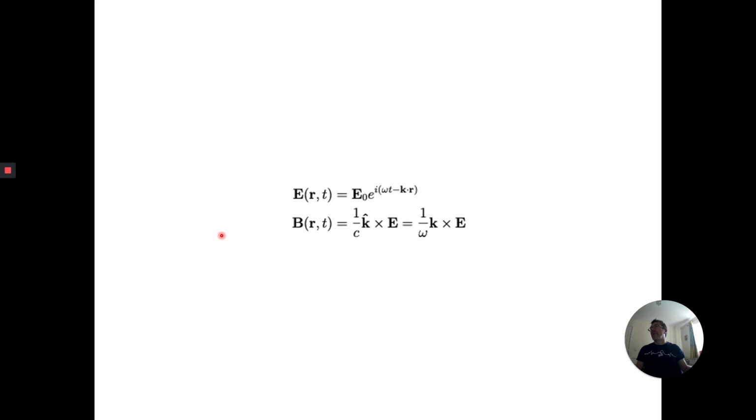Now, in the general case, where the plane wave can be moving in any particular direction, I can talk about that in terms of the wave vector k. So the direction of k describes the direction in which the wave is moving, and k dot r describes the number of wavelengths which have occurred between the origin and the location r.